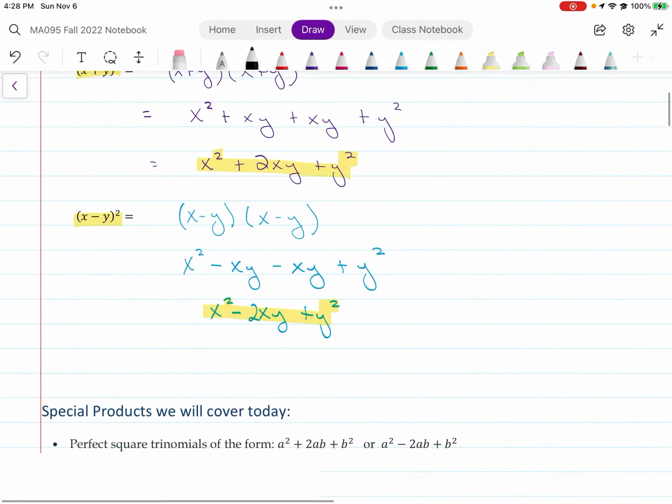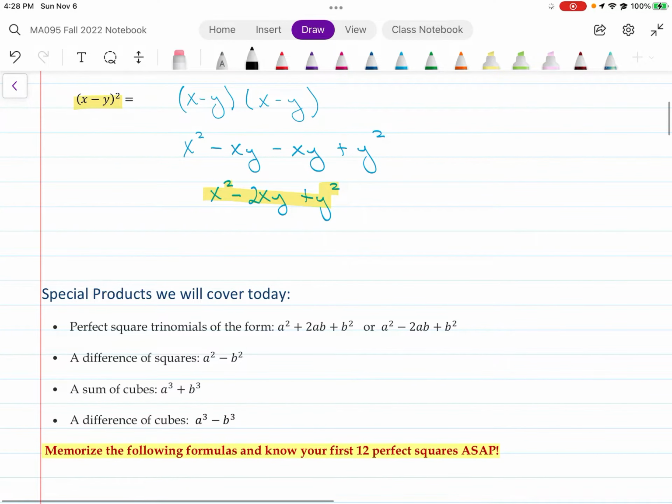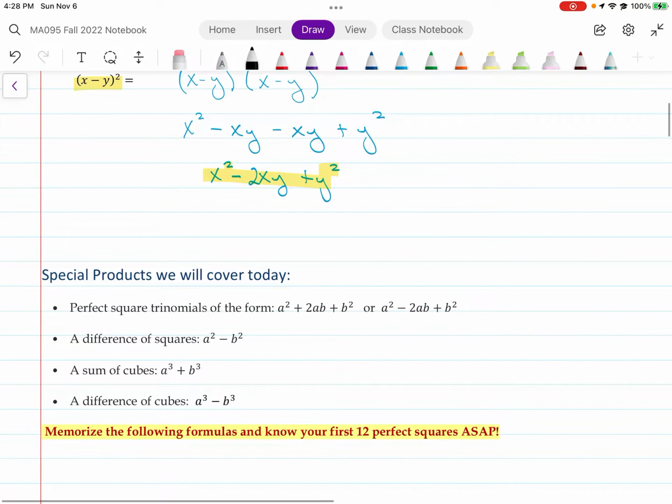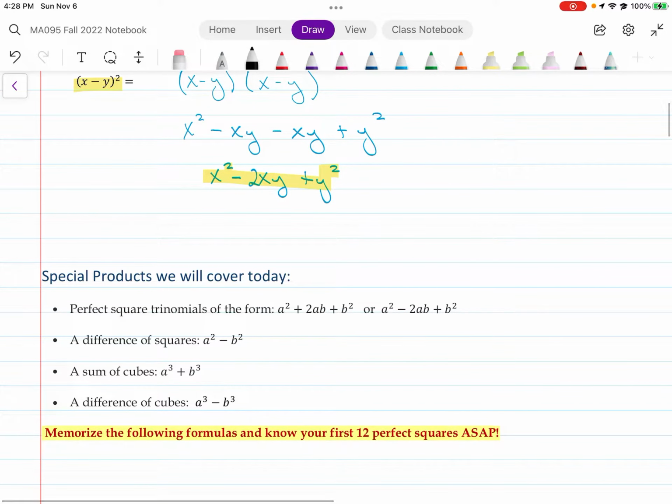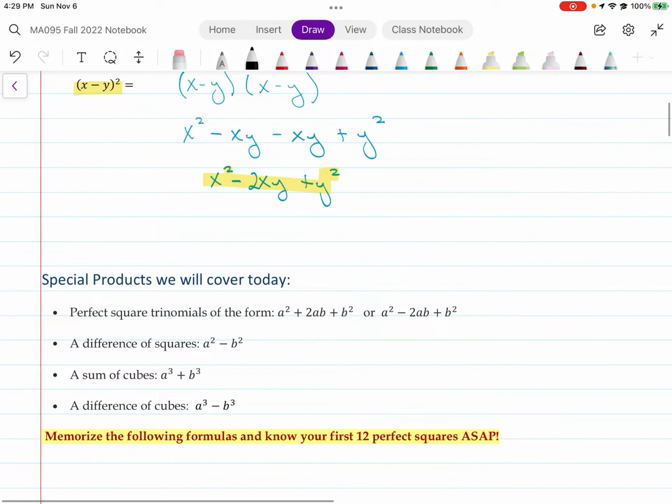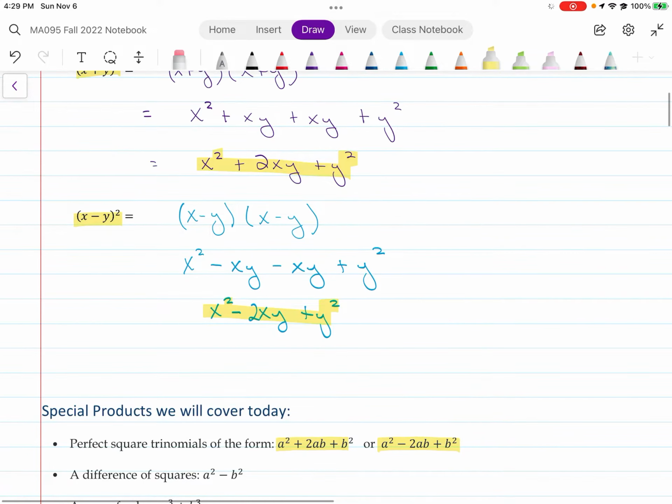Okay, so I'm going to move on. So we're going to look at a few special products. That was one of them, or two of them actually, what we call perfect square trinomials. Perfect square trinomials. So those were of the form, that one and that one. That's what we just got up here. So pause again and take a look at those and see if you see the patterns.